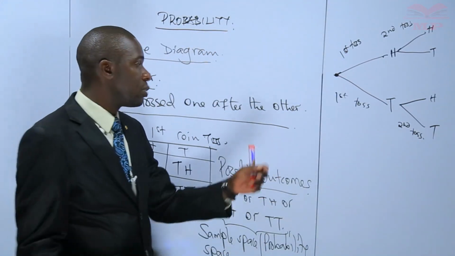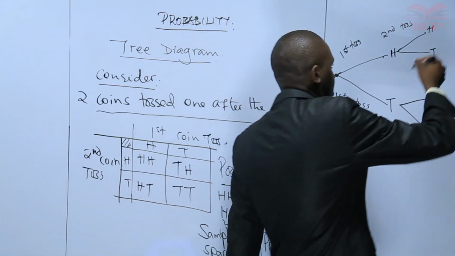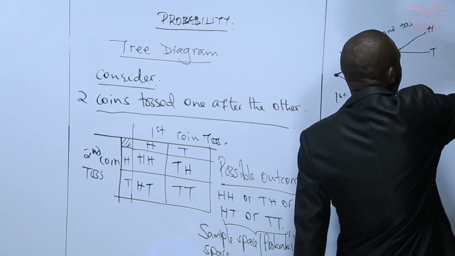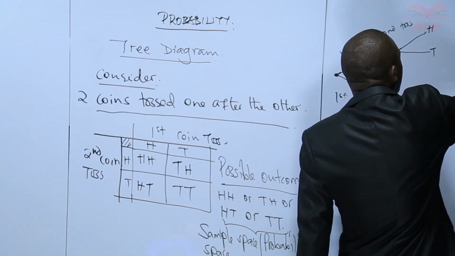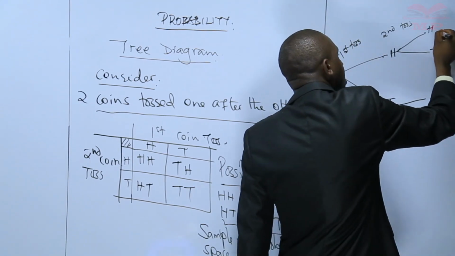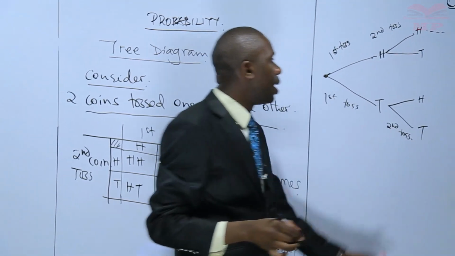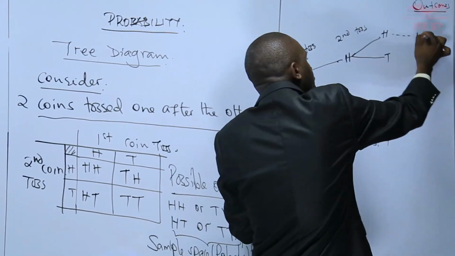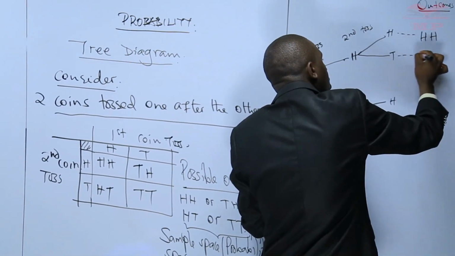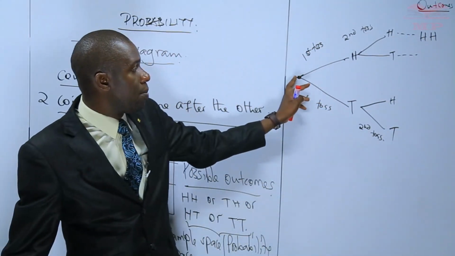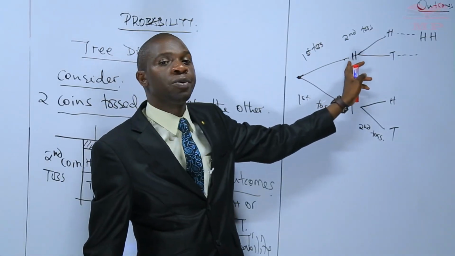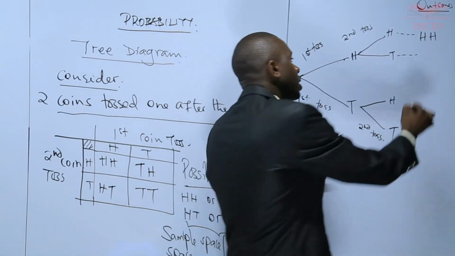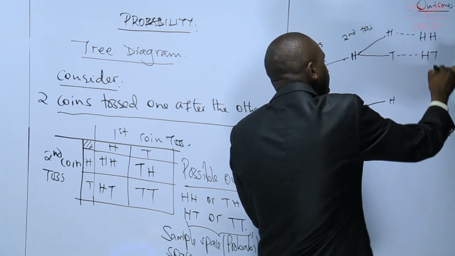Now, looking at this, we can have several outcomes. Let's look at our outcomes. First of all, there can be a head and a head, which will be HH. Another possible outcome, if we had a head in the first place, we can follow it by a tail. So that will be head, tail.